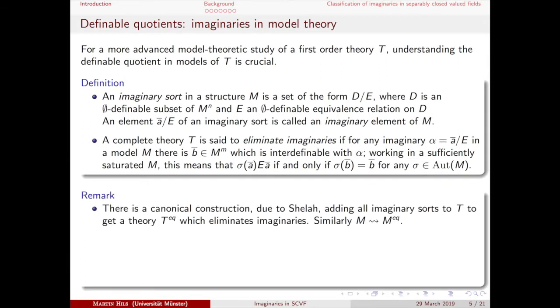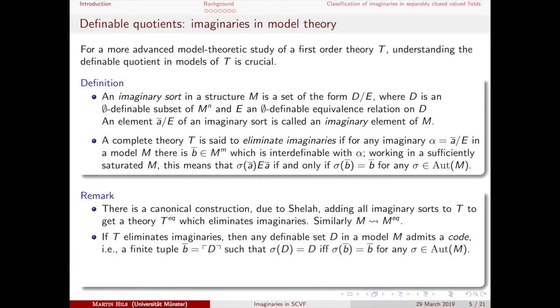Now remark, there is a canonical construction due to Shelah, a tautological construction if you want. You just add all the imaginary sorts. You have a framework with many-sorted structures, and then you get a theory in a canonical way, T^eq, which eliminates imaginaries, and you move also in a very canonical way from M to M^eq. You do somehow what you expect: it's like closing off a category under quotients. If you don't have them, you want to work with them, so you just work with them. Of course, in practice it's sometimes useful in proofs, but in a concrete situation it is not enough.